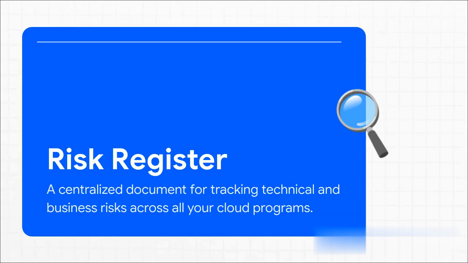So what are we talking about exactly? Think of a risk register as your single source of truth for anything that could bite you. It's basically a living document, a master list, where you identify, analyze, and plan for every major risk, whether it's a technical vulnerability or a potential business headache, across all of your cloud platforms.